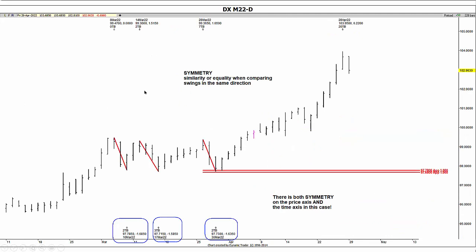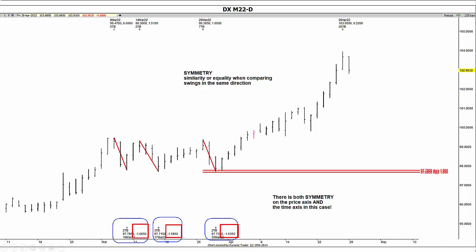Okay, I've got another example of symmetry. So remember, symmetry is similarity or equality when comparing swings in the same direction. And when I have symmetry included in my cluster setups, they're typically stronger setups because of the symmetry. But again, similarity or equality when comparing swings. So this one was, let's see. This one was similar to this one and was similar to this one.